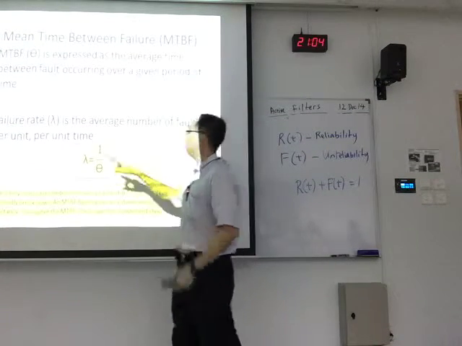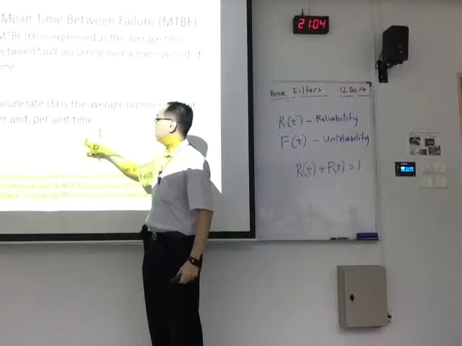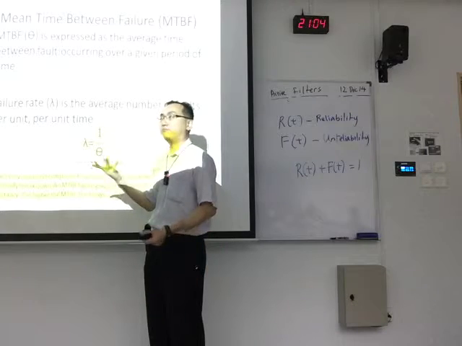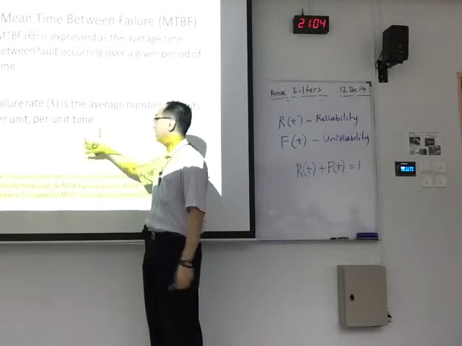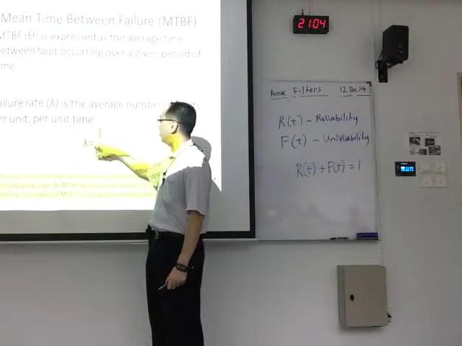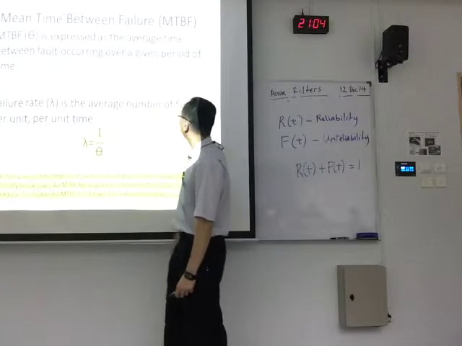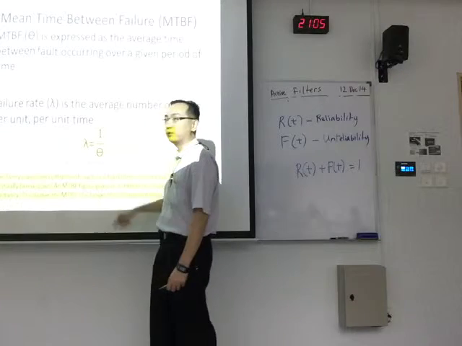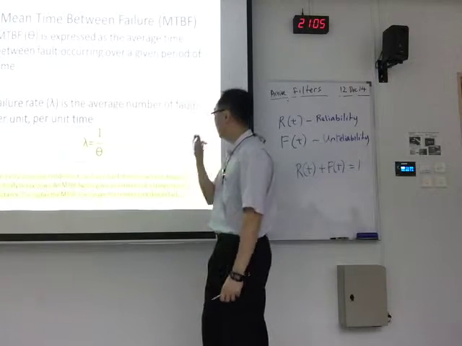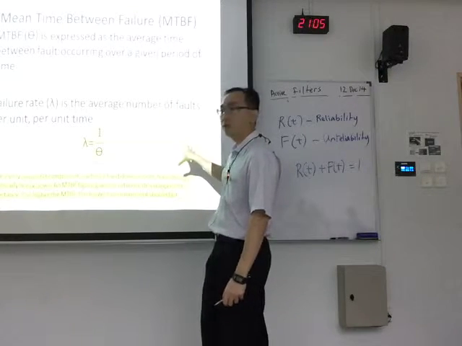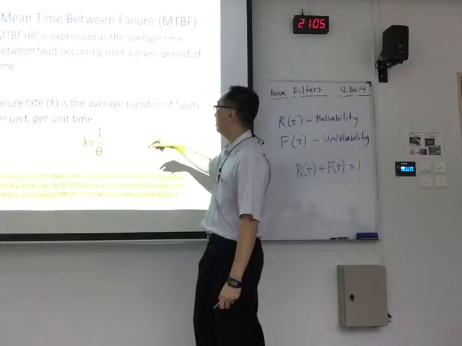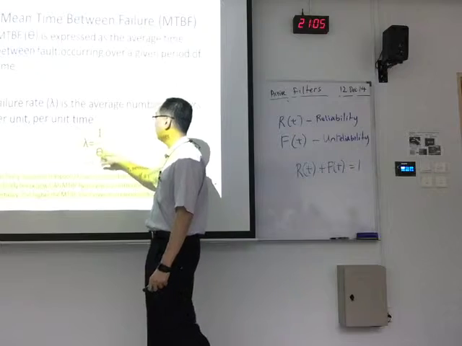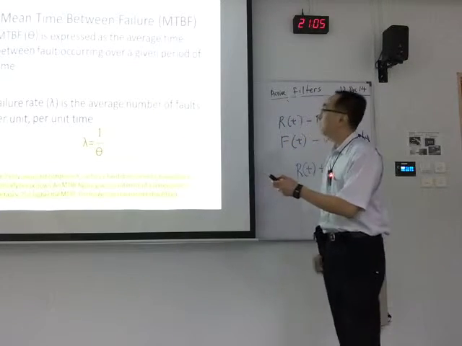Now just take note of this symbol. This symbol is called lambda. Lambda is a mathematical symbol. It actually equals 1 over eta. Later you will get some examples, then you will see how this works. So basically, this is the failure rate, 1 over eta. Now let's see what it means.